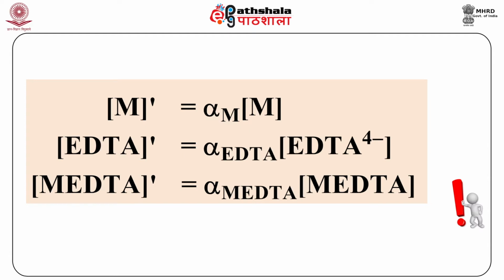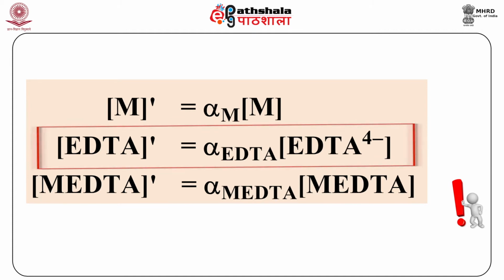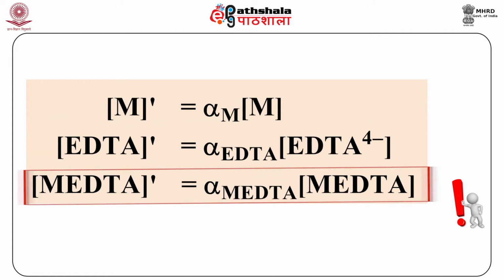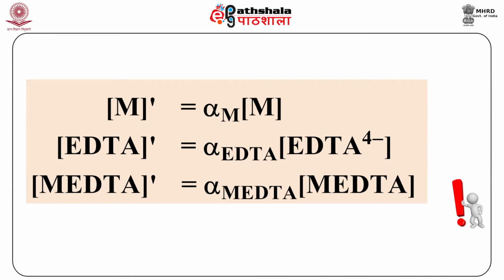The apparent concentrations can be expressed as the concentration of metal M' is equal to alpha M times the metal concentration, EDTA' concentration is equal to alpha EDTA times the concentration of EDTA 4- anion, and the concentration of MEDTA' is equal to alpha MEDTA times the concentration of MEDTA, where the coefficients alpha M, alpha EDTA and alpha MEDTA depend on the experimental conditions and the nature of the species.